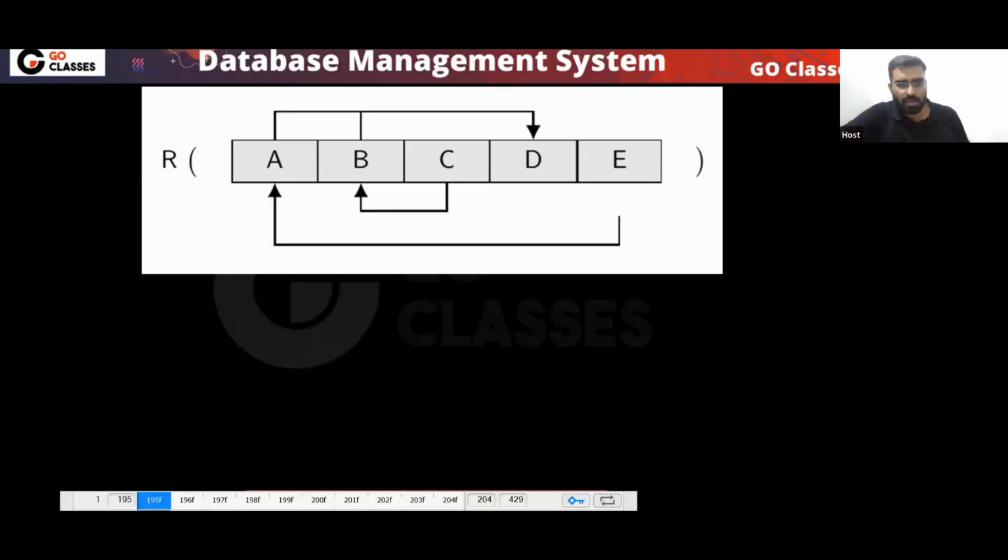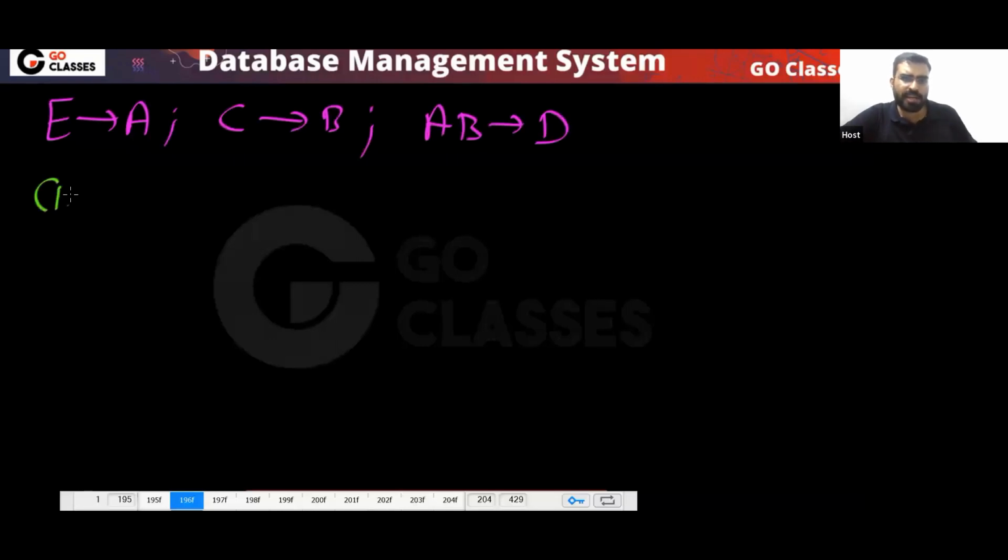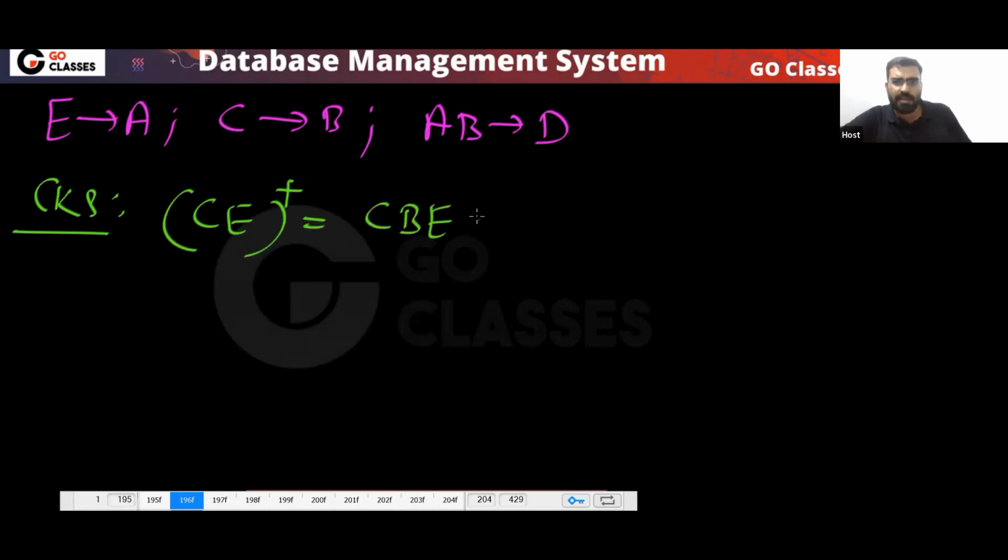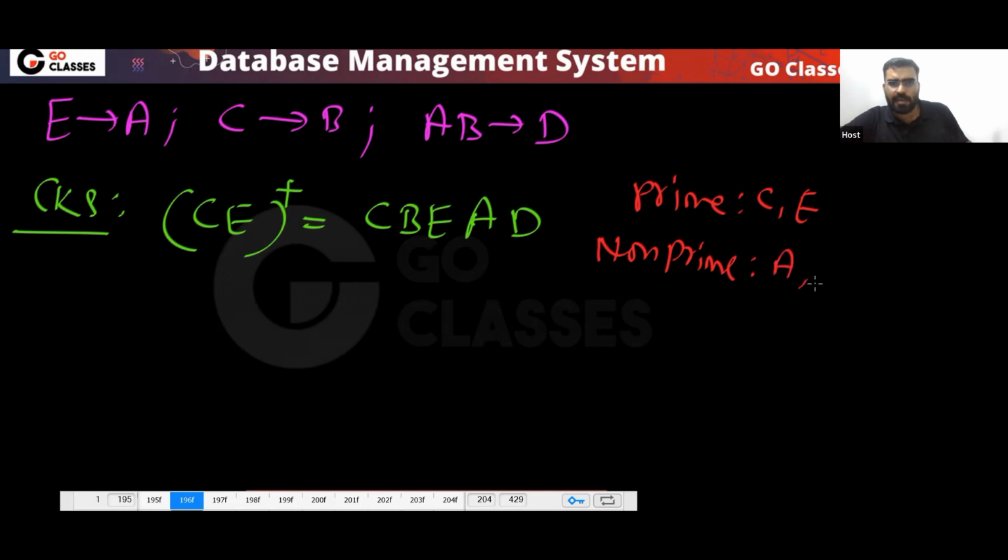Now tell me. First, you find all the candidate keys. What are the candidate keys? You can notice CE. C gives B, E can determine A, and AB can determine D. So this is the candidate key. Remember the prime attributes. What are the prime attributes? C and E are the prime attributes. And what are non-prime? These are basically A, B, D.